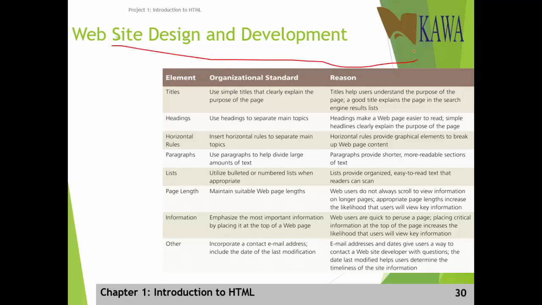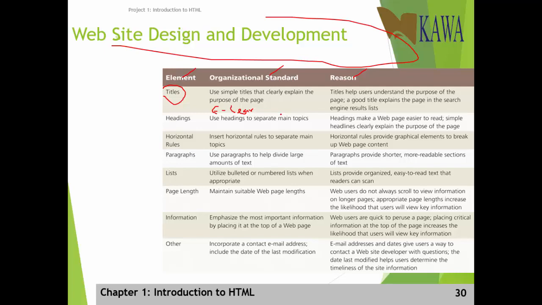So, website design and development. We take a look at elements, organizational standard, and vision. So we look at titles. Use simple titles that clearly explain the purpose of the website. For example, let's say you designed an e-learning system. Be clear with the title.